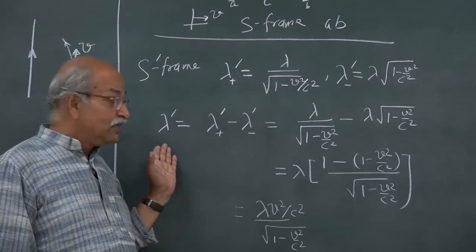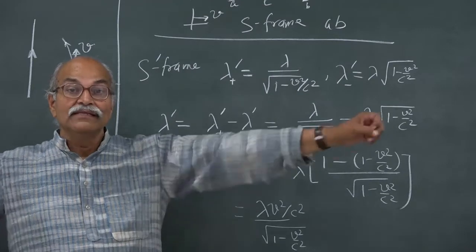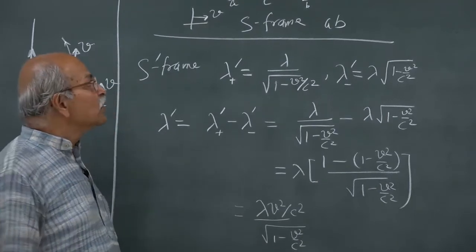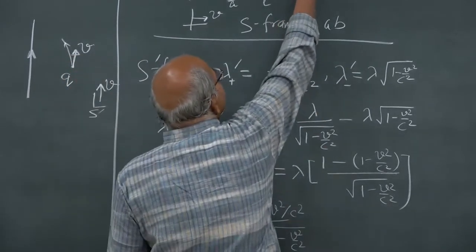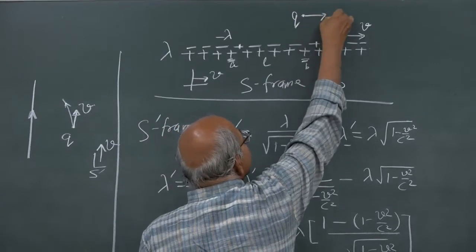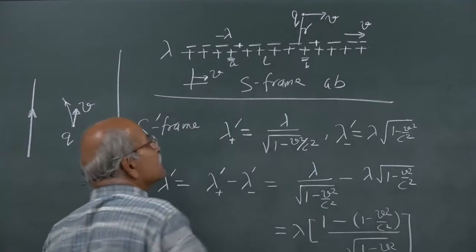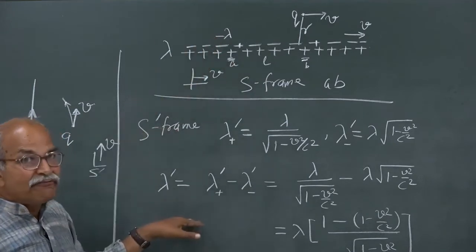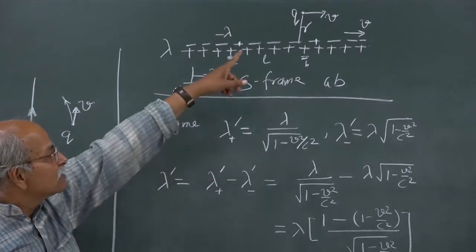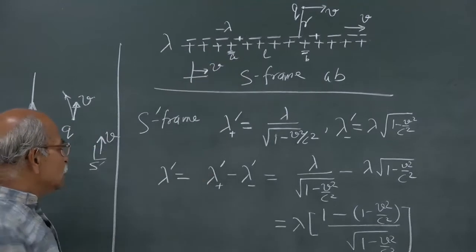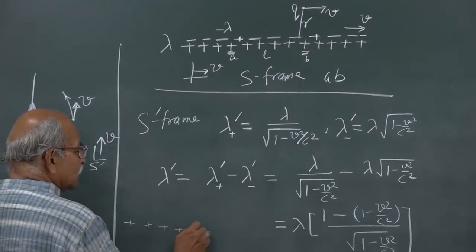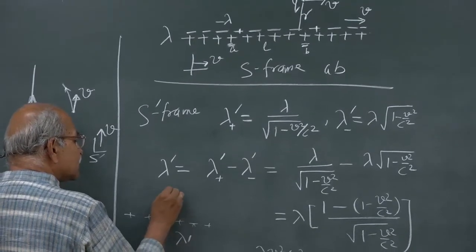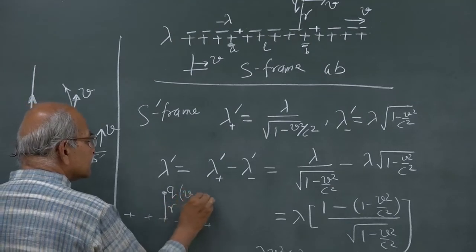Now, if there is a long line charge with this linear charge density, it will create an electric field. So, suppose I have a point charge q here, which in S frame moves with a velocity v at some distance, let us say r, from the line charge. What happens to this charge as seen from S prime frame? In S prime frame, this charge is at rest. So, in S prime frame, you have a net positive charge density lambda prime, and at a distance r I have a charge q at rest in S prime.